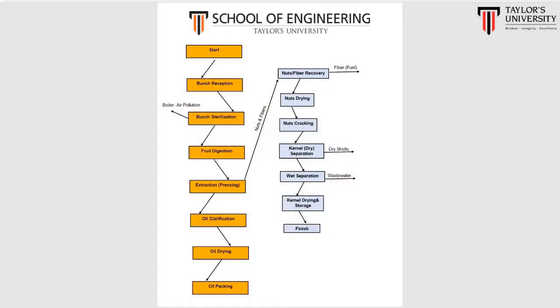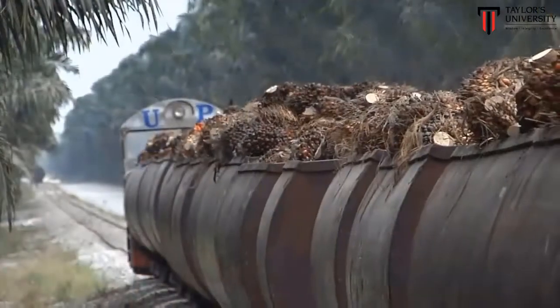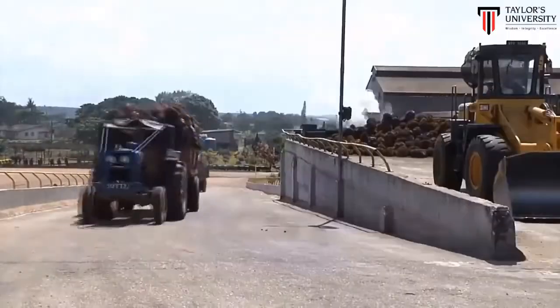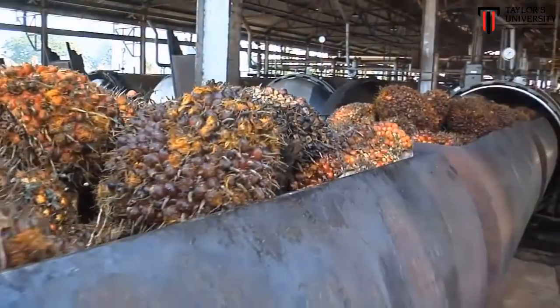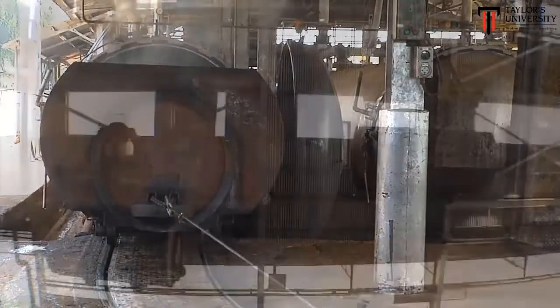The first step in the process is sterilization, which inactivates the lipase in the fruits and prevents buildup of free fatty acids. In addition, steam sterilization of the fresh fruit bunches facilitates the fruit being stripped from the bunches. It also softens the fruit mesocarp for digestion and release of oil, and conditions nuts to minimize kernel breakage.